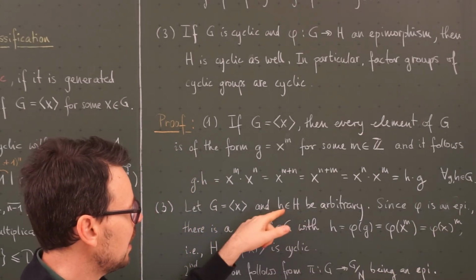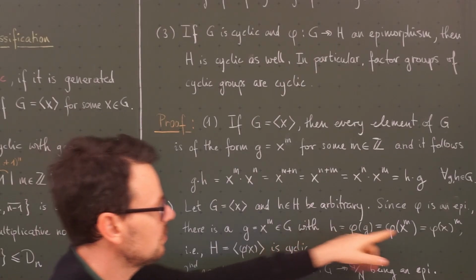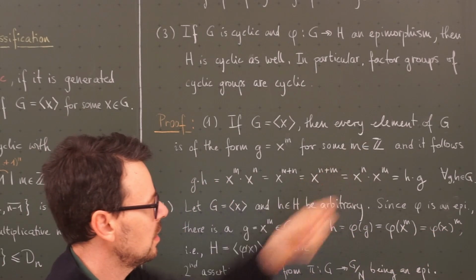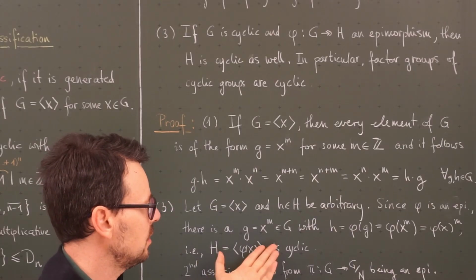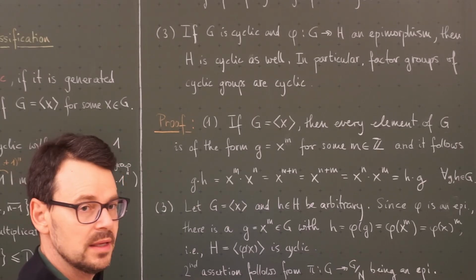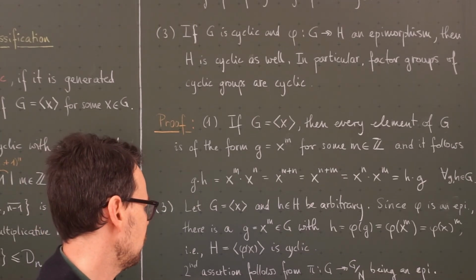So this means any element of H is of the form phi of x to the power of m, where m is an integer, and this clearly shows that H also is cyclic and phi of x is a generator of H.